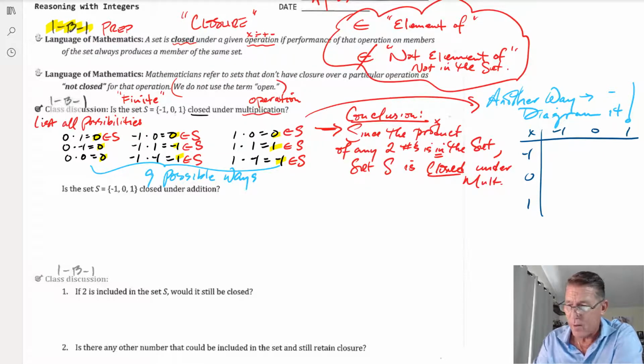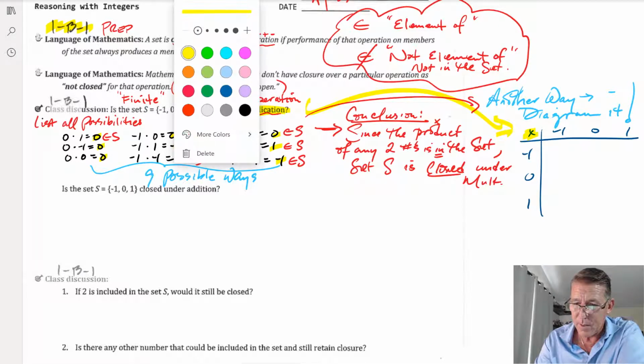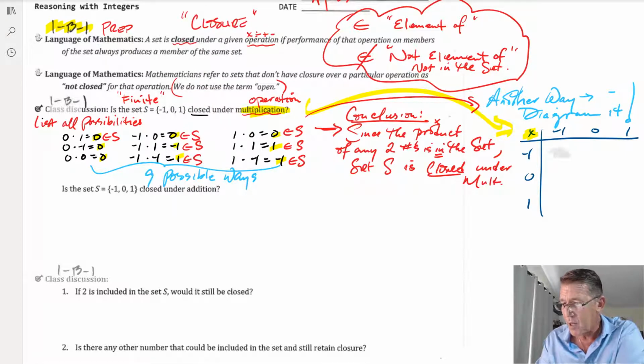And then we're going to fill out the table by multiplying, because our operation is multiplication. That's the operation, so remember that. We're going to multiply and fill out the grid. Let me use some colors here. In our first cell, we take -1 times -1. What do you get? Well, you get 1. And then you move from left to right. -1 times 0 is 0. -1 times 1 is -1.